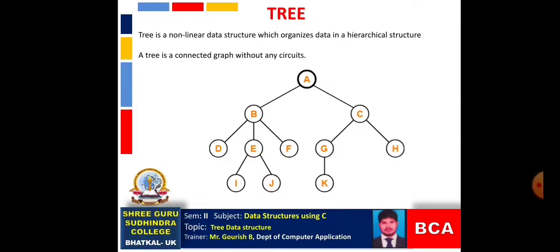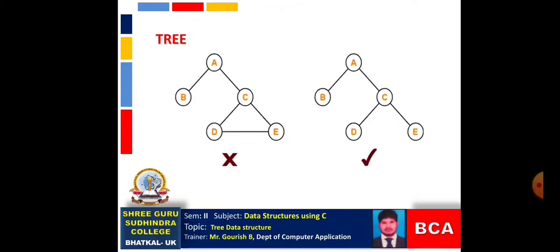Another point is that a tree is a connected graph without any circuits. Without any circuit means, the one on the left side that is shown is a closed circuit, so it should not be like this. This is not a tree. The one on the right side is an actual tree.